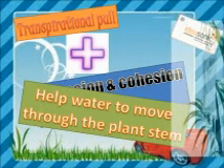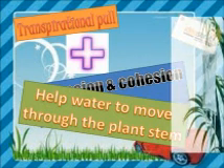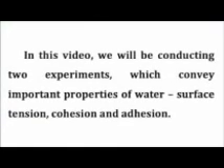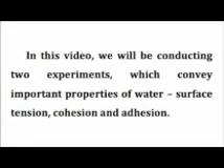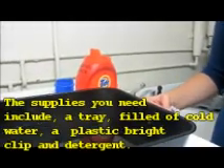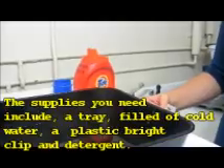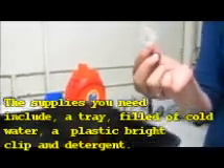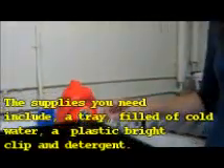Next, we'll see two experiments which convey important properties of water. We will be conducting two experiments which convey important properties of water: surface tension, cohesion, and adhesion. This first experiment will show how detergent breaks up the surface tension of water. The supplies you need include a tray filled with 1/4 inch of water, a plastic bread clip, and detergent.